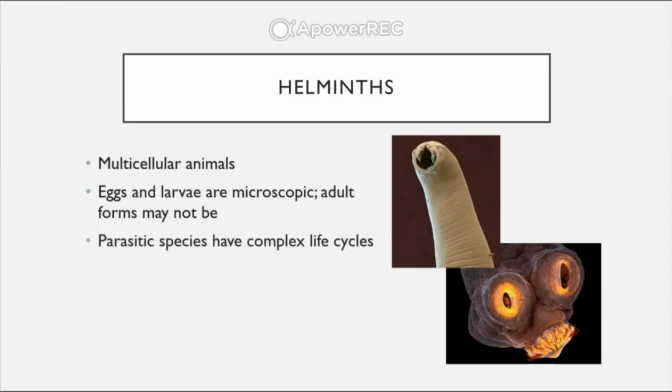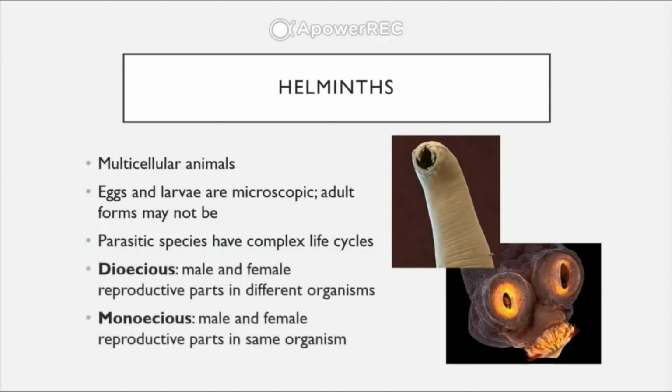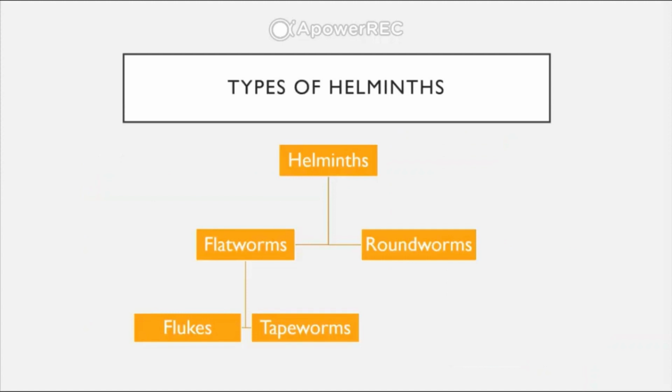They have many parasitic species that have complex life cycles. And they can be either dioecious or monoecious. Those of you who have studied plants are already probably familiar with these two terms. Dioecious means two houses. So this means that the male and female reproductive parts are in two different organisms. Monoecious means one house. So the male and female reproductive parts are in the same organism.